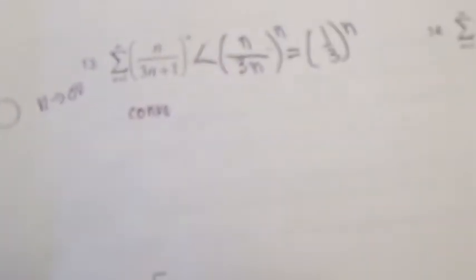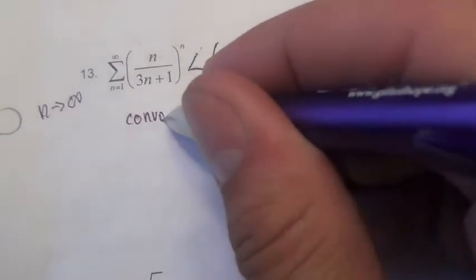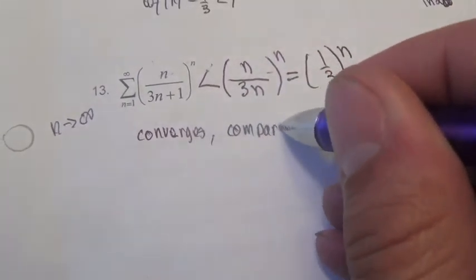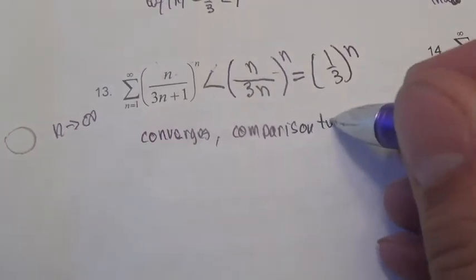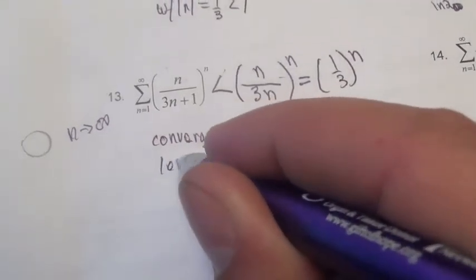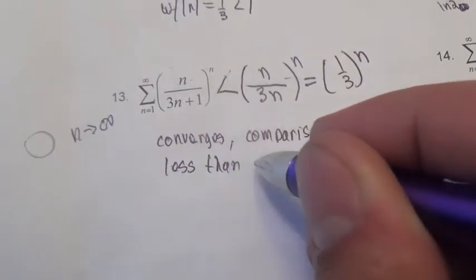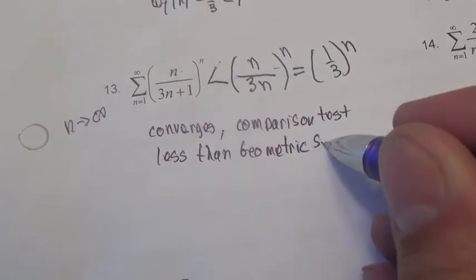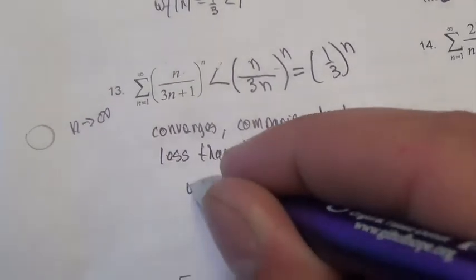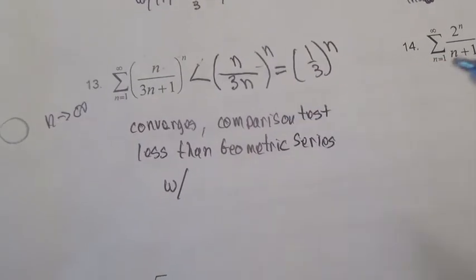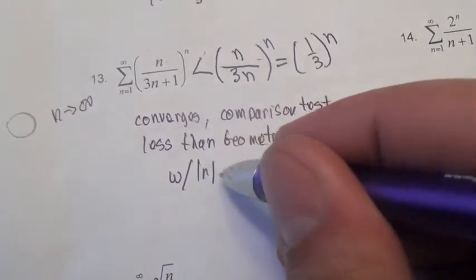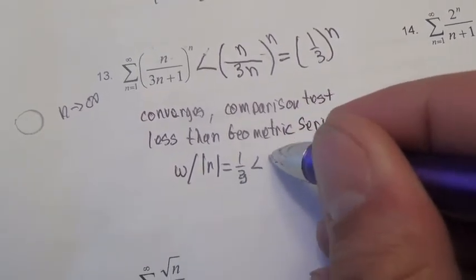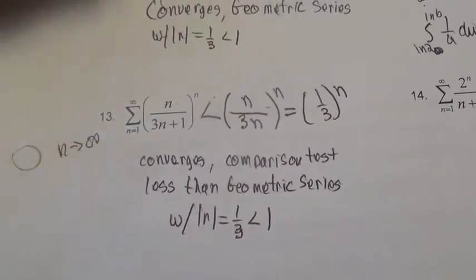Okay, losing focus there. You would say comparison test. It is less than a geometric series with the absolute value of our ratio equal to 1/3, which is less than 1. Alright?